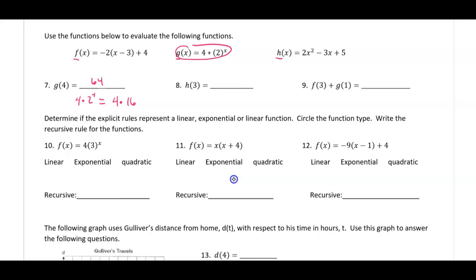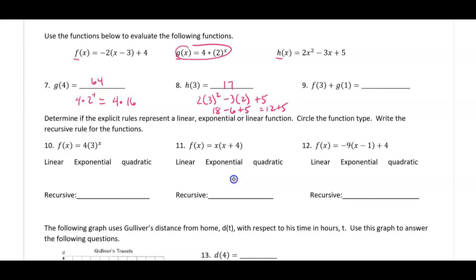Now, h of 3 is going to be 2 times 3 squared minus 3 times 3 plus 5. So 3 squared is 9. 2 times 9 is 18. Negative 3 times 3 is minus 9 plus 5. 18 minus 9 is 9, and then 9 plus 5 is 14. Again, you can plug that in the calculator if you'd like.